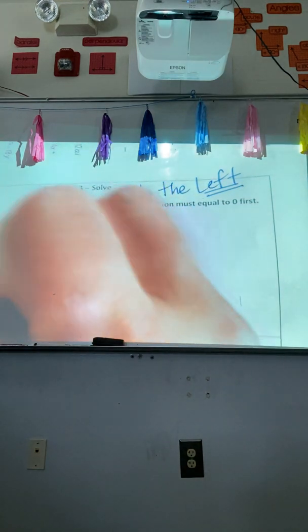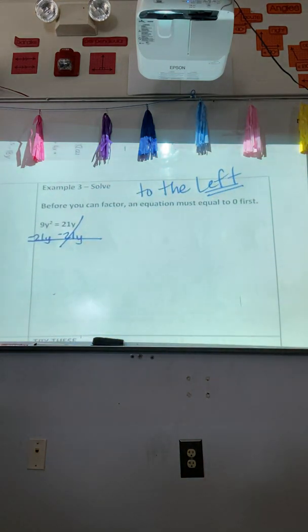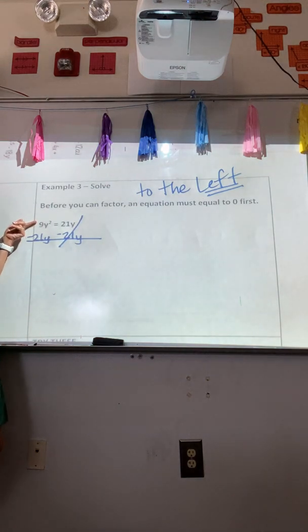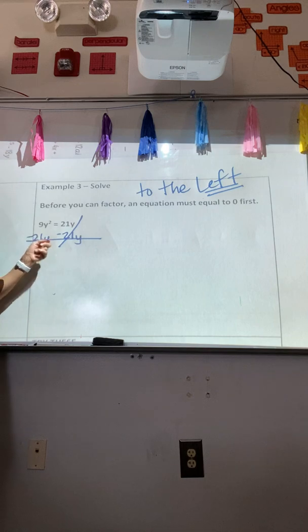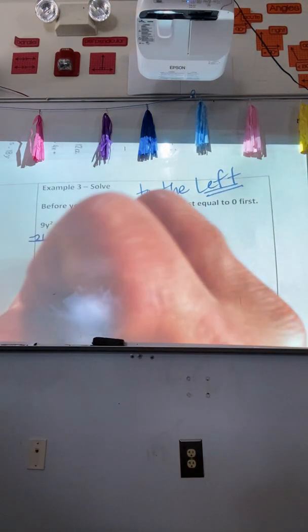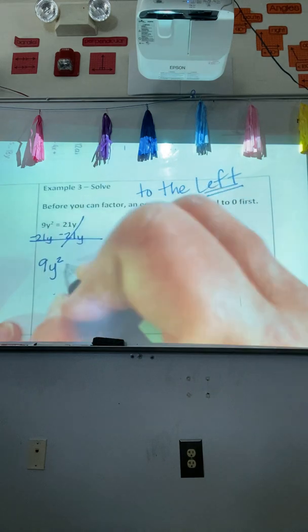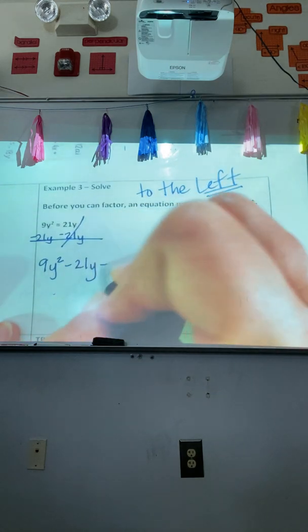Move everything to the left. Now, would 9y squared combine together with 21y? Are they like terms? No, one is squared, one is not. So you do not have to worry about combining them. You just get 9y squared minus 21y equals 0.